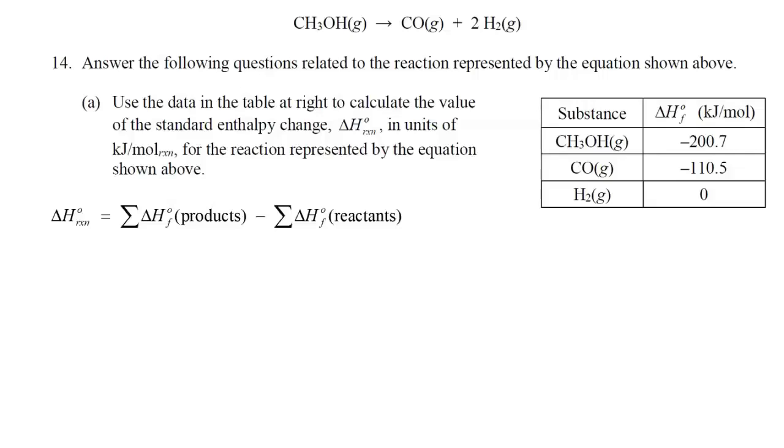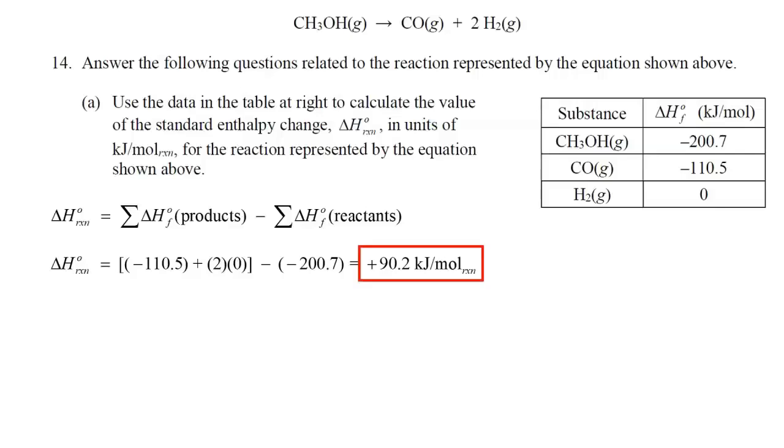So it's going to be the number for carbon monoxide, CO, which is negative 110.5, plus 2 times the number for hydrogen, which, because it's an element, happens to be 0. So those are the products. And then minus, for the reactant, we have CH3OH, and that number is negative 200.7. So when we do this math for products minus reactants, we get a delta H for this reaction under standard conditions of positive 90.2 kilojoules per mole of reaction.